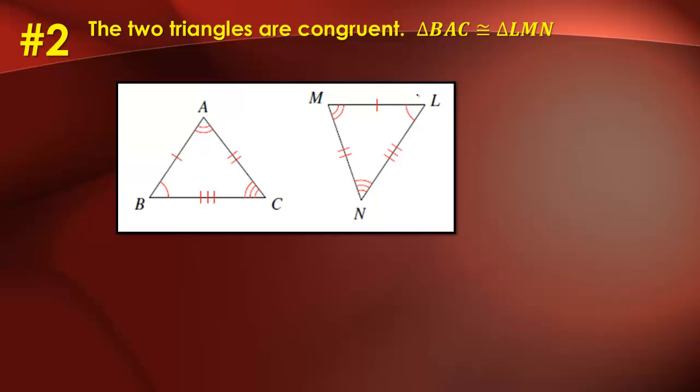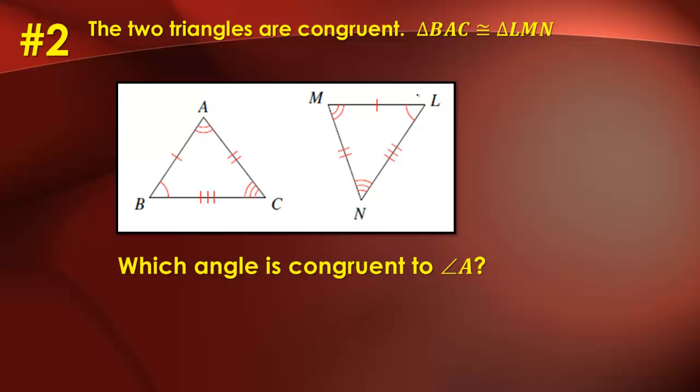So if BAC is congruent to LMN, which parts are congruent? What would be congruent to angle A? Well, if I look up here, A is right in the middle. So if I go to the middle of the next one, angle M, that would be the congruent part.